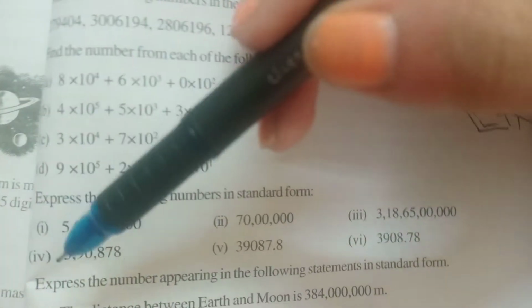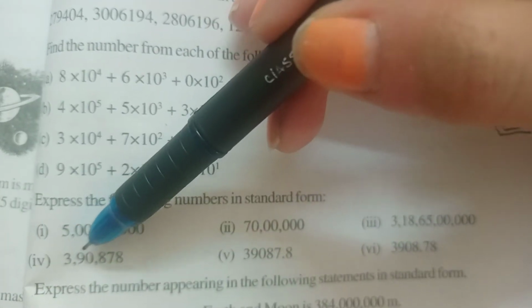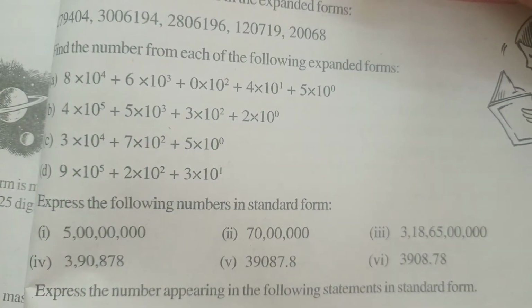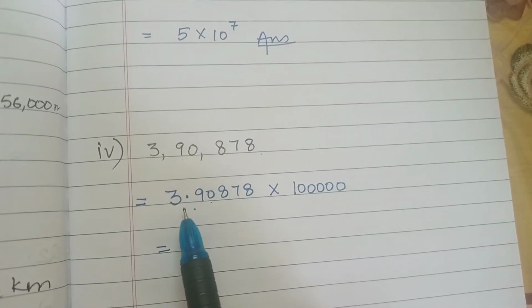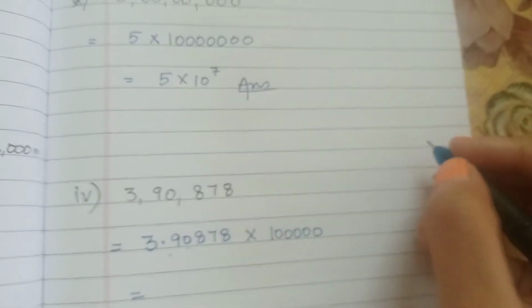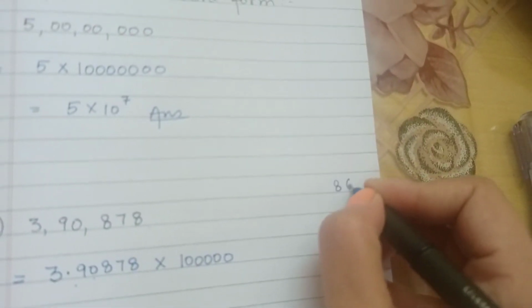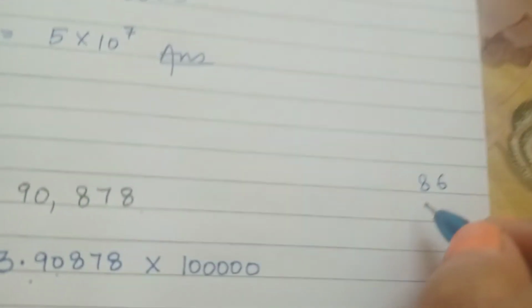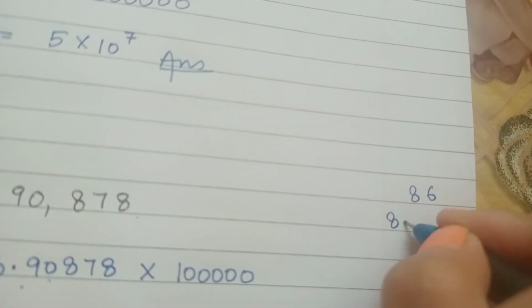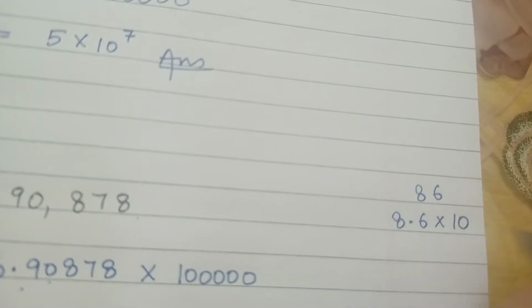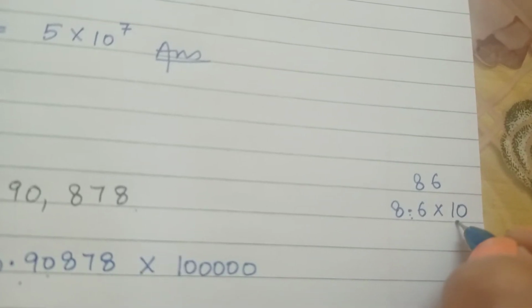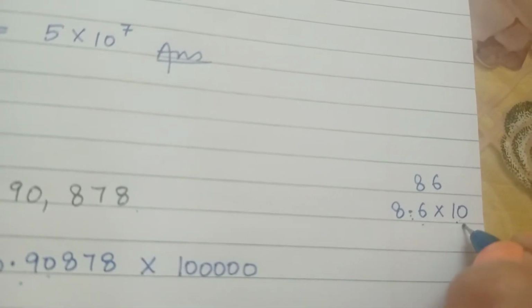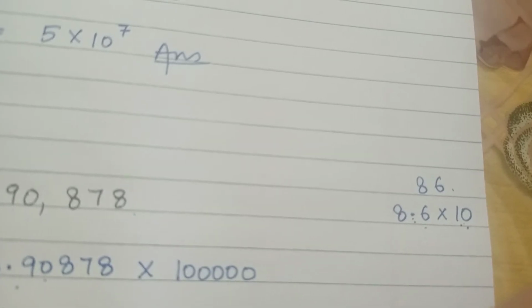Now here I am doing the fourth part. 390878. Now what are we supposed to do in it? There are no zeros in it, and we have to express it in a simpler, easiest form. Here I am explaining with an example. Like 86 is there, and I have to write this 86 in an easiest way. So can I write this 86 as 8.6 multiplied by 10? Because I have put a decimal before the last number, I need to multiply it by 10. When we multiply it, we get 86 as the answer, the same number.